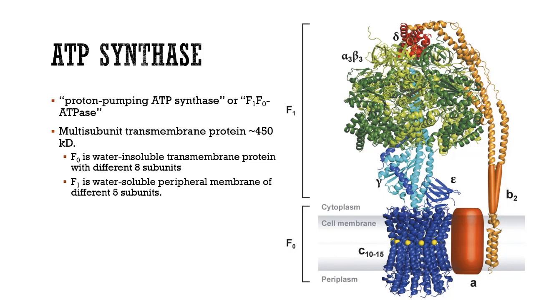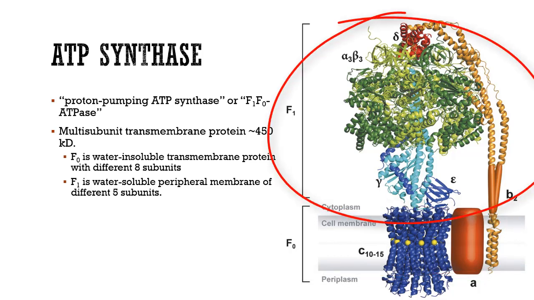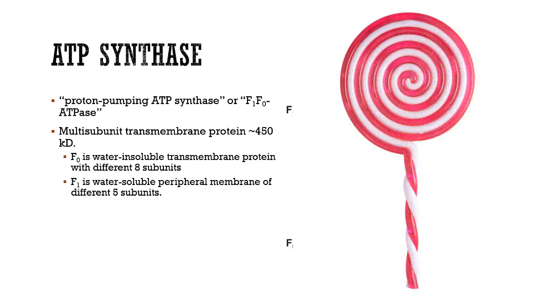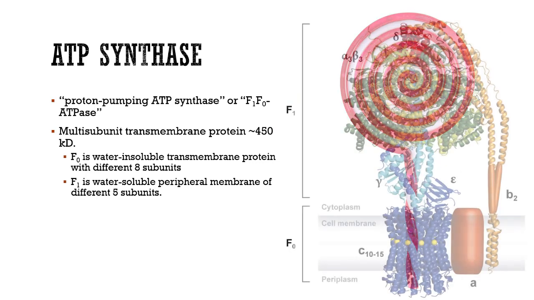The transmembrane portion of the protein that is lipophilic is called the F0 and consists of 8 subunits. The water-soluble portion of the protein that extends into the matrix cytoplasm is called the F1 region and consists of 5 subunits. A number of biochemists liken the structure of ATP synthase to a lollipop.